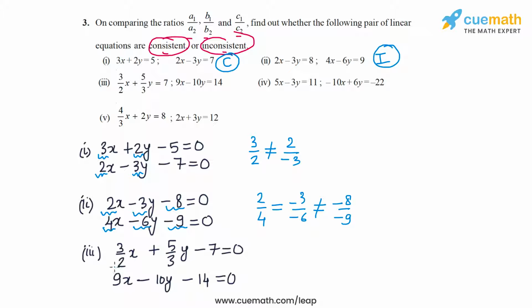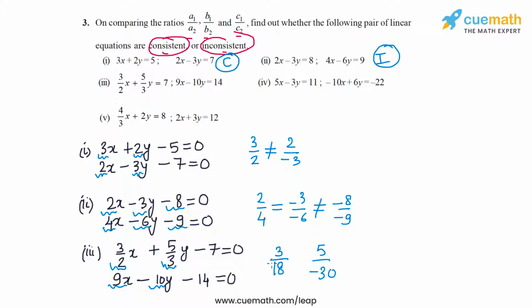So what is a1/a2? That's 3/2 divided by 9, so a1/a2 is 3/2 by 9, or 3/18. Then let's find out b1/b2. That's 5/3 by minus 10, or 5 by minus 30.